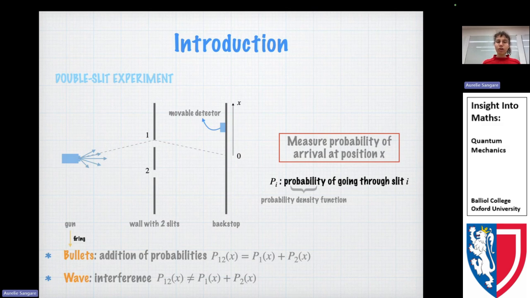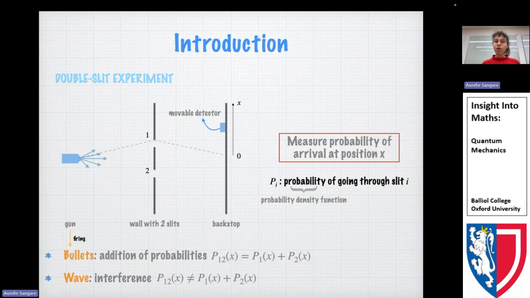You can't, for example, consider, oh, I have this specific electron and I do Newton's laws, and then I know that my electron will be here. No, you can only compute the probability that your electrons will arrive at some position x. And to be even more precise than that, what we measure is the probability density function Pi of going through slit i.